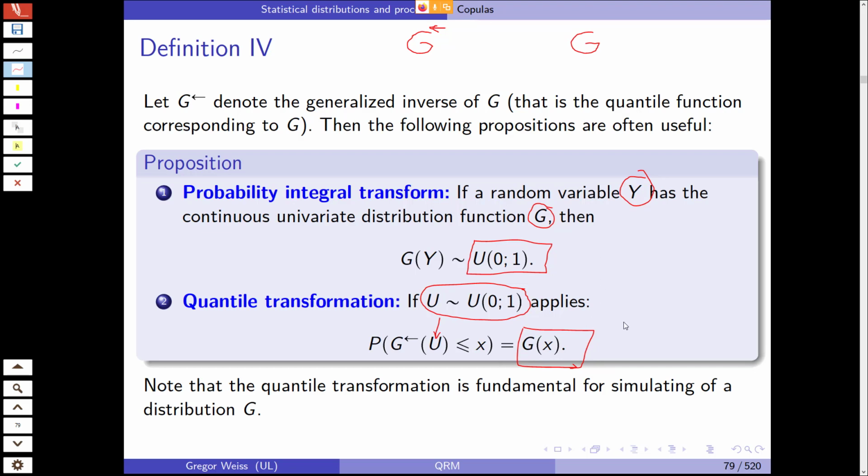So what you need to do in stochastic simulation and Monte Carlo simulation is you need a random number generator, you need the generalized inverse of your distribution, and you need to insert those random numbers into the generalized inverse, and what you get is a random number simulator for G itself. That's the foundation of stochastic simulation.